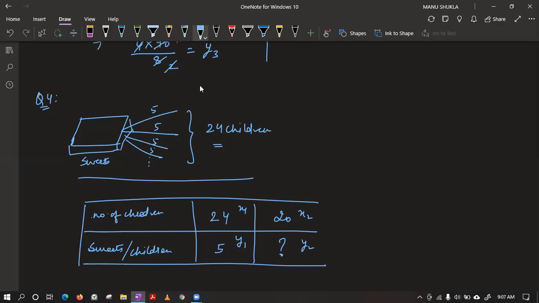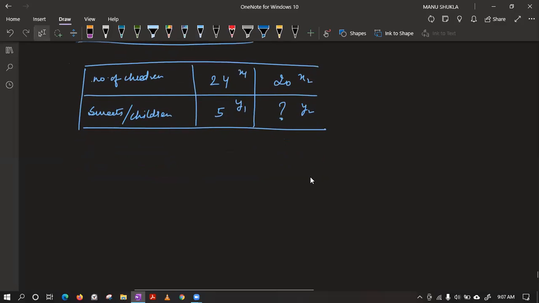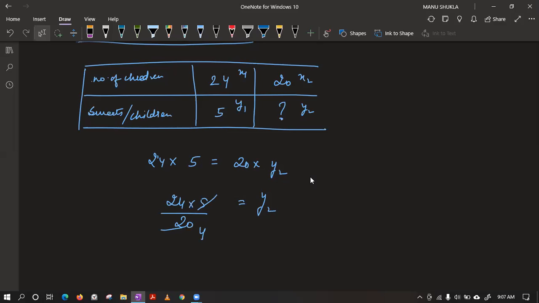Same thing, we will follow the formula of inverse proportion. So 24 into 5 will be equal to 20 into y2, and y2 will be equal to 6. The value of y2 is 6, and that means if you reduce the number of children, they will get more sweets per child. Yes, Joel, I saw your answer. It was correct. Okay, now question number 4 is done.